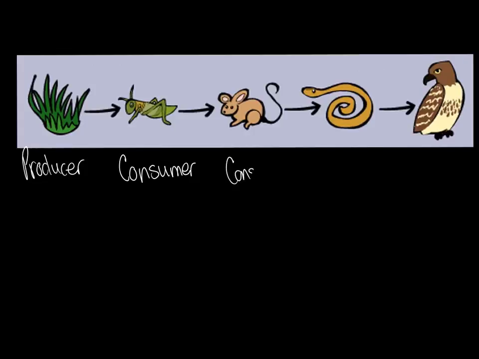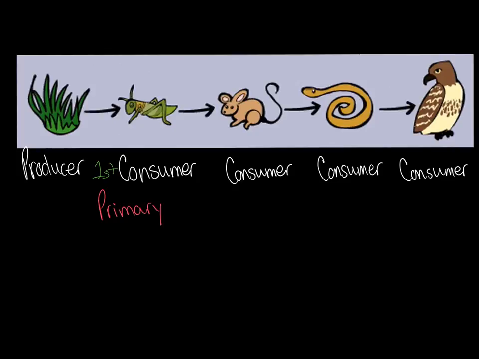So the mouse here is a consumer because it consumes the grasshopper. The snake is also a consumer because it consumes the mouse. And the hawk at the top here is also a consumer because it consumes the snake. So here we're going to number off our consumers. The grasshopper is our first consumer, also known as the primary consumer. The mouse would be our second consumer because it's the second one in this food chain, also known as secondary consumer.